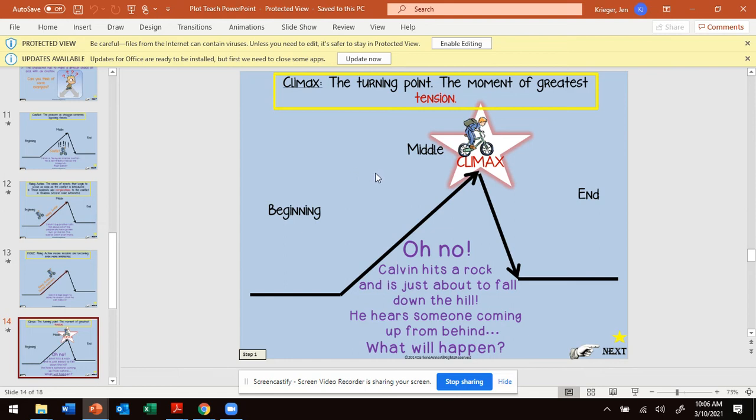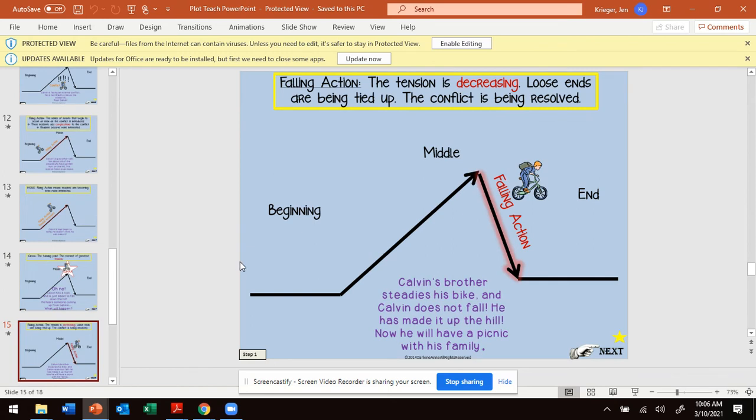Oh no. Calvin hits a rock and is about to fall down the hill. He hears someone coming up from behind. What will happen? The falling action, that tension decreases. The loose ends are all being tied up. That conflict is being resolved. Calvin's brother steadies his bike, and Calvin does not fall. He's made it up the hill. Now he will have a picnic with his family.